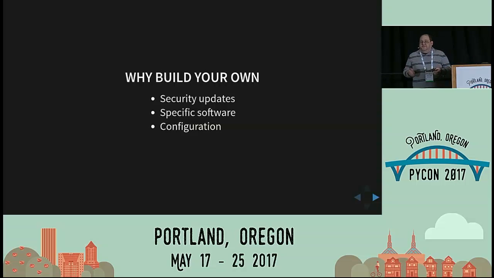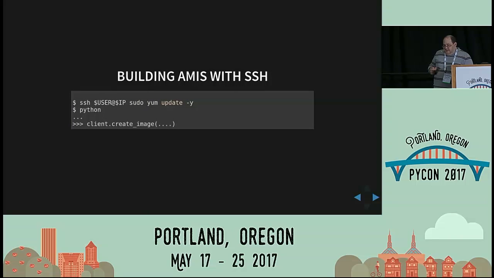And you might have some configuration that you like that other people would not like. You can use just SSH to build AMIs. You'll notice that there is no prompt here for the SSH because we have already set known hosts correctly. And then you use the Boto3 API to create the image.